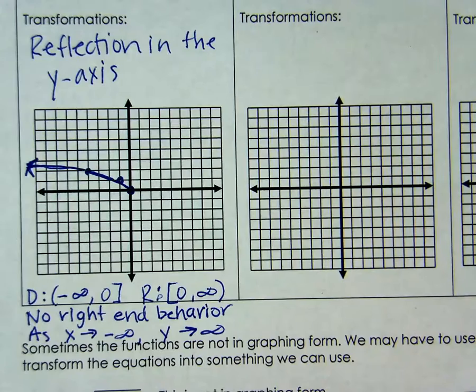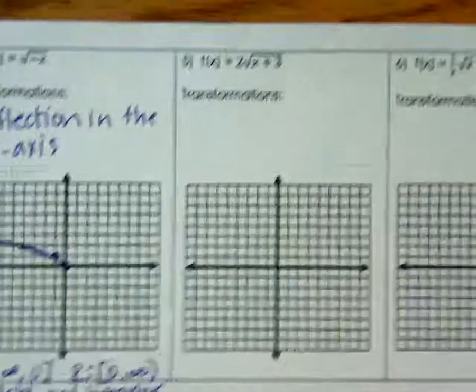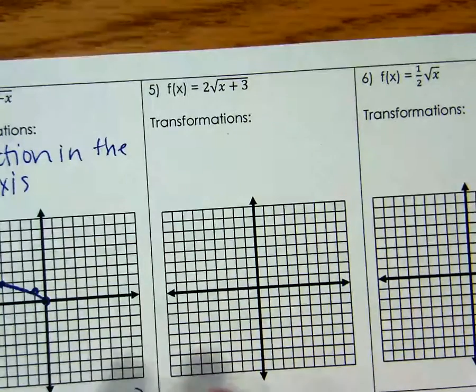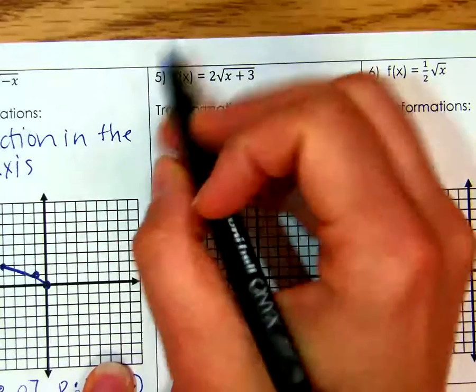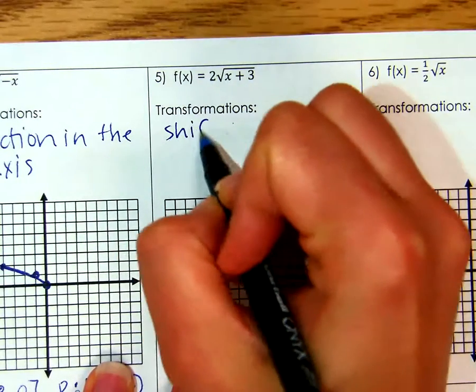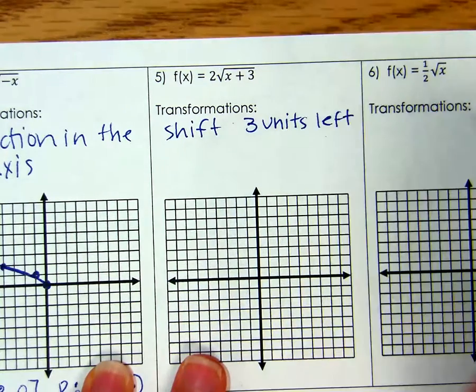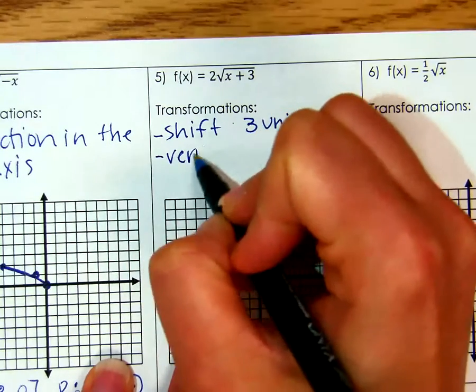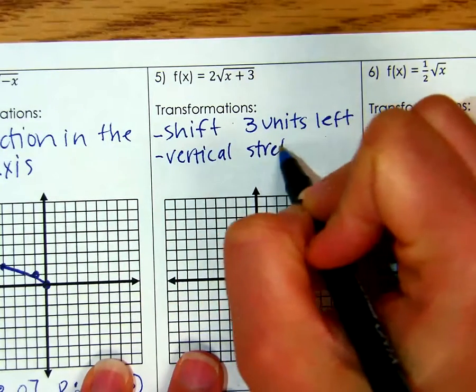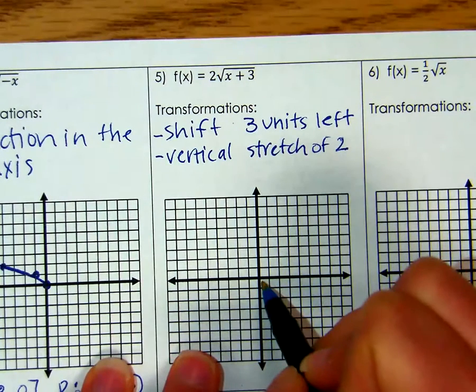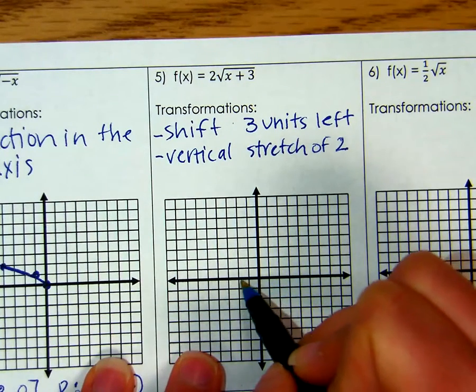For number 5, now we have multiple things going on. So what I would suggest doing first is looking for your shifts. We know that there is going to be a shift left 3 units. We also know there's a vertical stretch of 2. So I'm going to start at my normal 0, 0 vertex, and I'm going to shift 3 left. 1, 2, 3, and I'm going to put my new vertex.